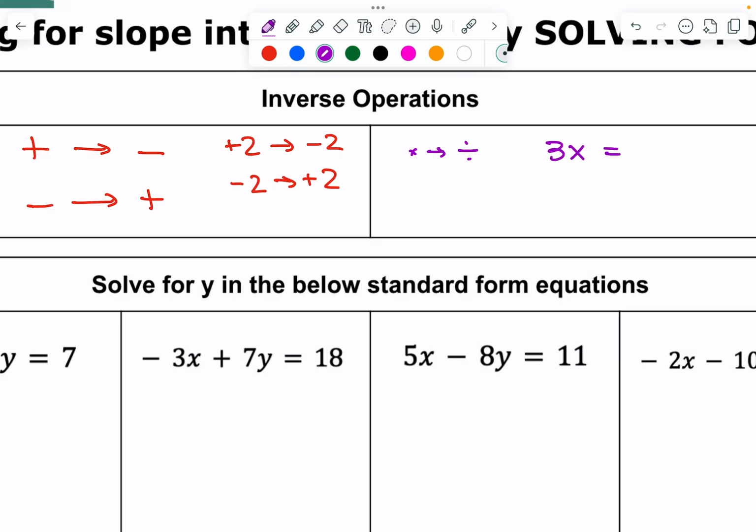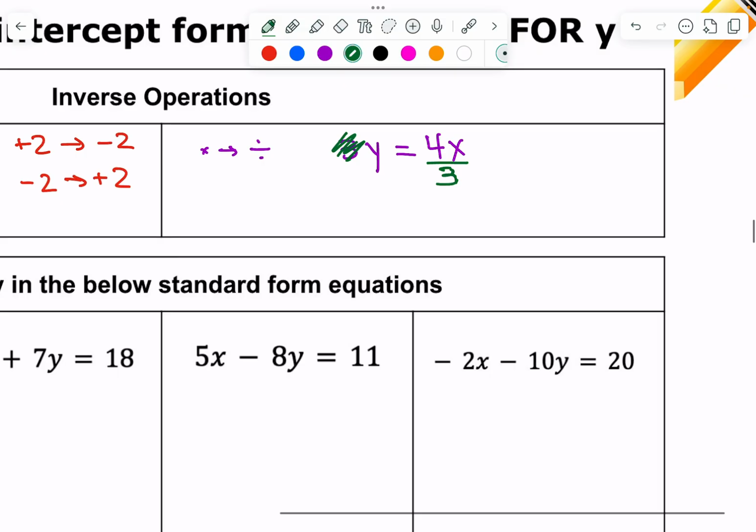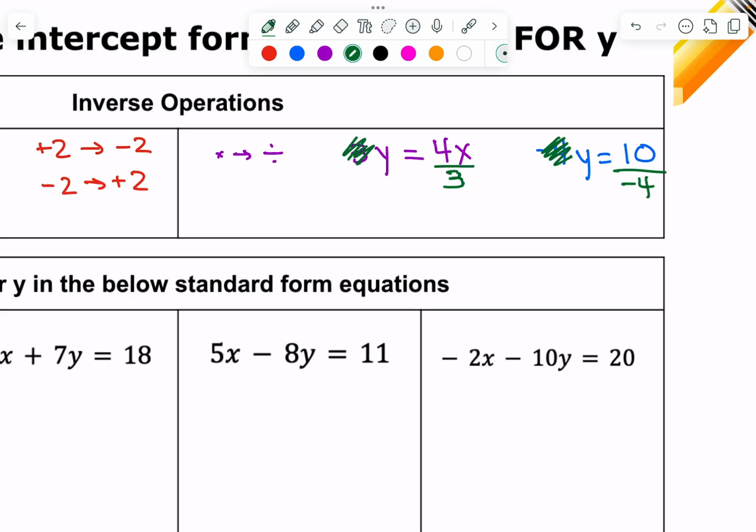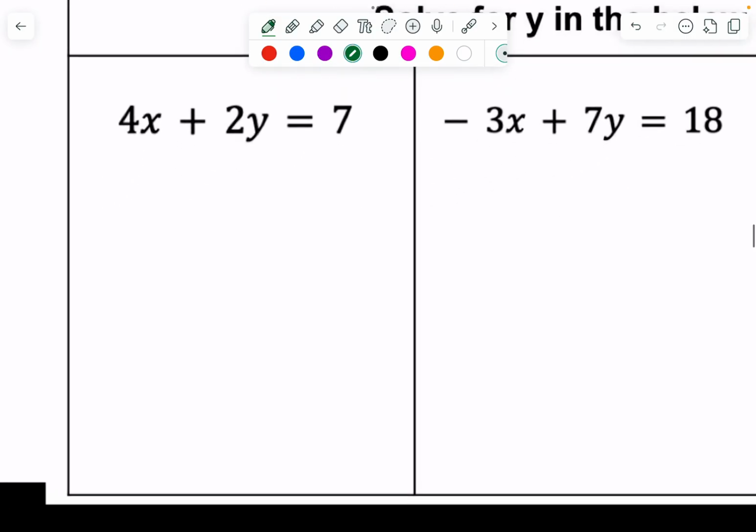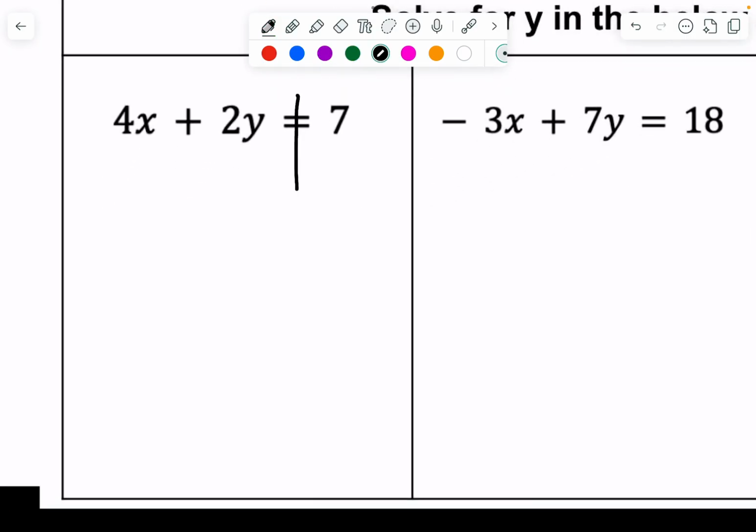Now, if we have multiply, it's going to become divide. So if you have 3y equals 4x, we're just going to divide by 3 and get rid of this one. Okay. So again, like say we have negative 4y equals 10. We are literally just going to divide by negative 4, the number in front, because we're multiplying, and get rid of it. Divide by.